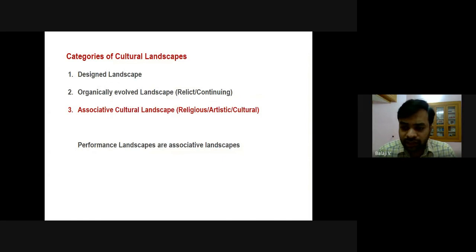So we are going to look at the Ragamala paintings. We have decided to look at it from the cultural landscape perspective. Cultural landscape is a phenomenon where we look at the landscape ideas of people, which is represented in various cultures. Cultural geography is the methodology used to study cultural landscape. According to this theory, we have three types of landscapes: designed landscape, organically evolved landscape, which can be continuing from the past, or relic, which has lost its use over the years.